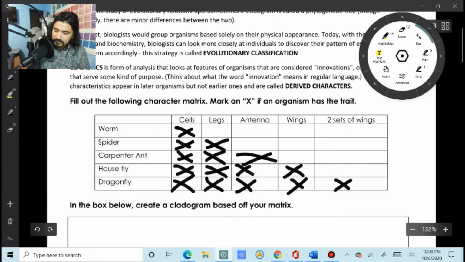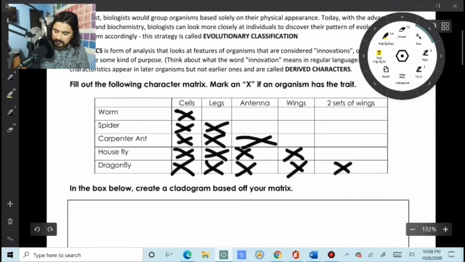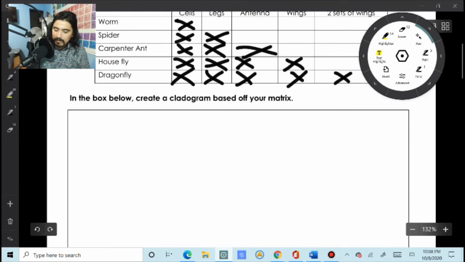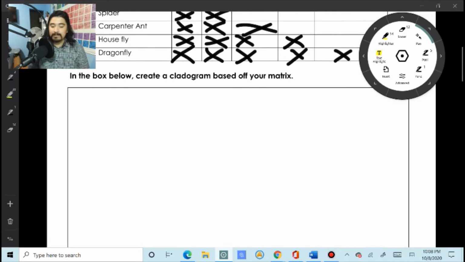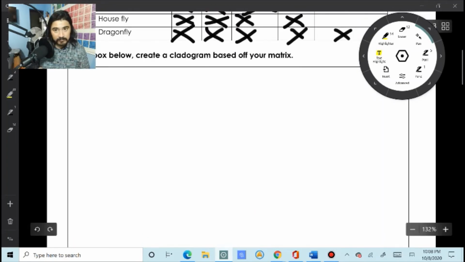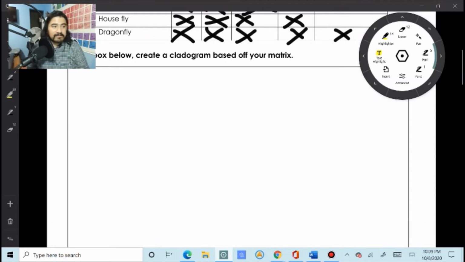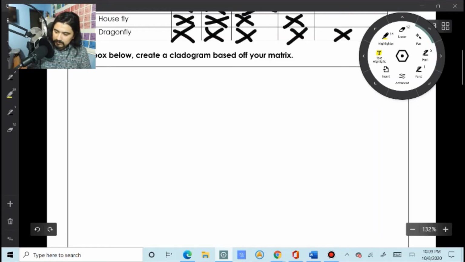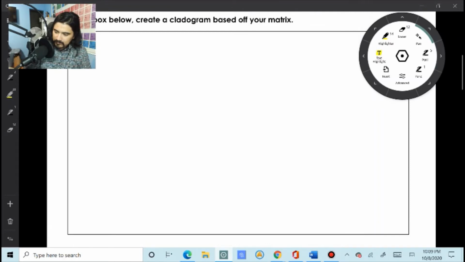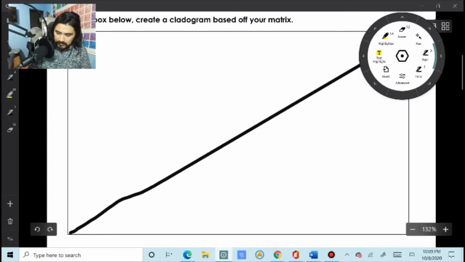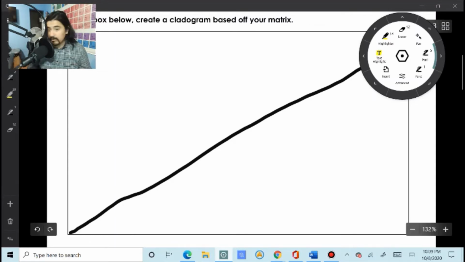Great. So now let's move on to the next characteristics. Now in the box below, we are actually going to create a cladogram. Should be simple enough, right? The way you create a cladogram, it looks sort of like a tree. So let's get this a little bit more showing. All right, so I'll use a line going from the bottom left all the way to the tippity top. It doesn't have to be perfect, but we work with what we got.